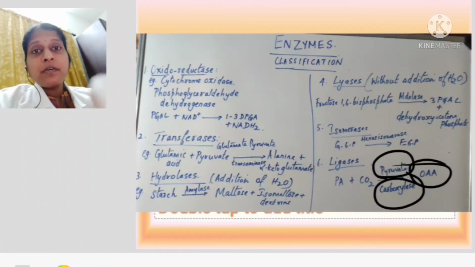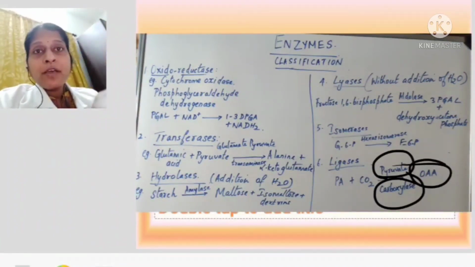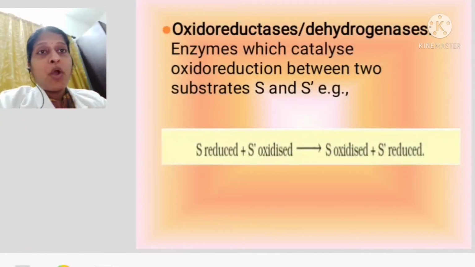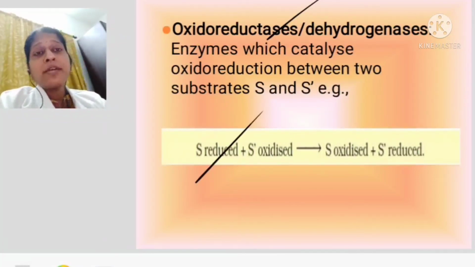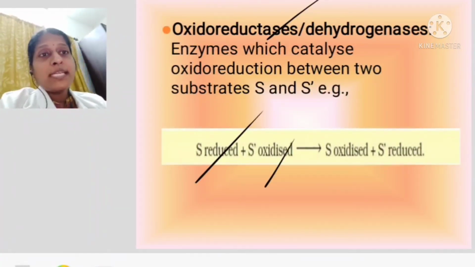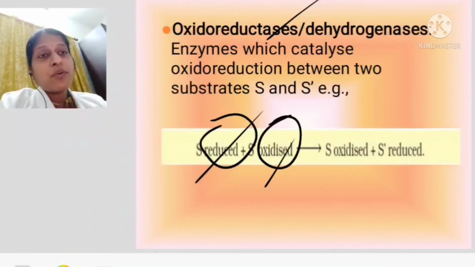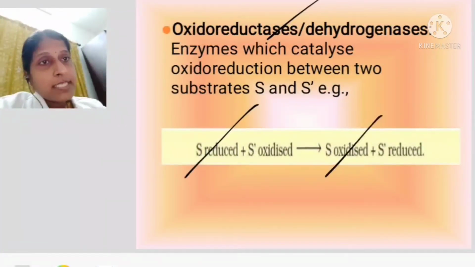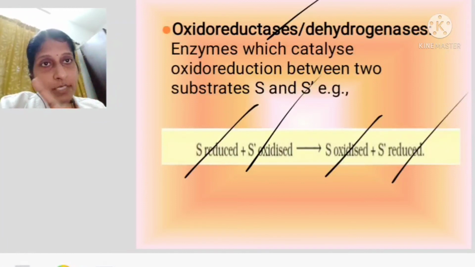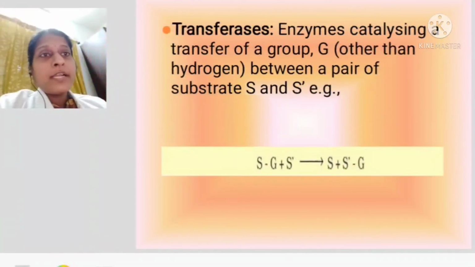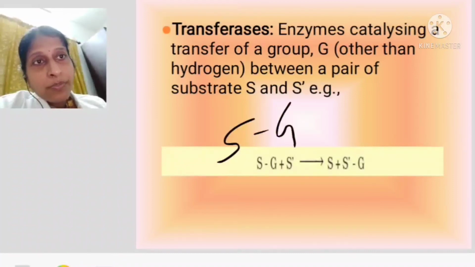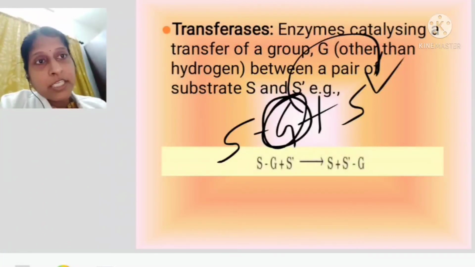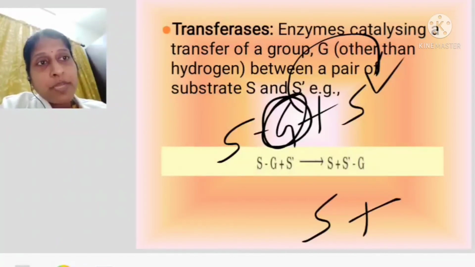Hope it's clear. There are 6 classes of enzyme. I think most probably you would have understood. In your book mostly it will be given like this. Oxidoreductase: 2 substrates are there, isn't it? One is in the reduced form, the other in the oxidized form. When the reaction is taking place, S is getting oxidized and S dash is getting reduced, just interchanging. One is oxidized, another one is reduced. Transferases: here S is having the group. This functional group, the amino group, is transferred to S dash. So it will convert to S plus S dash G.